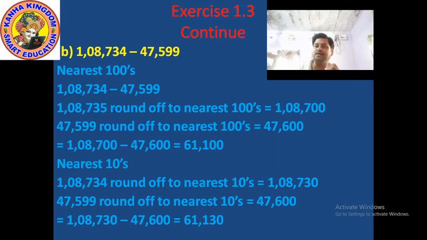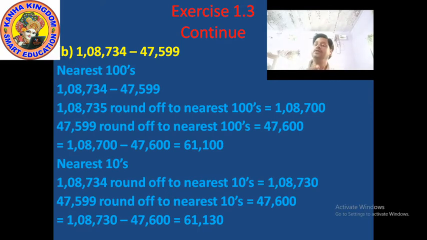So in this number, which digit is in the tens place? 3 in the tens place. So is 3 equal to 5, less than 5 or more than 5? 3 is less than 5, which means the first rule is applicable.